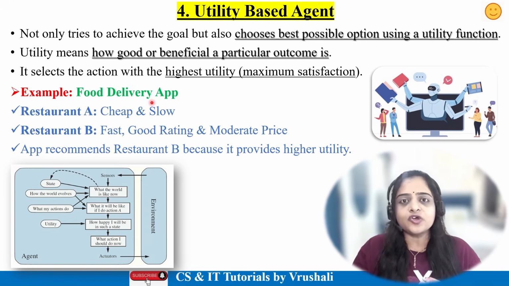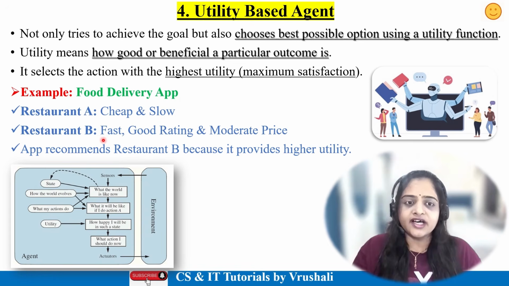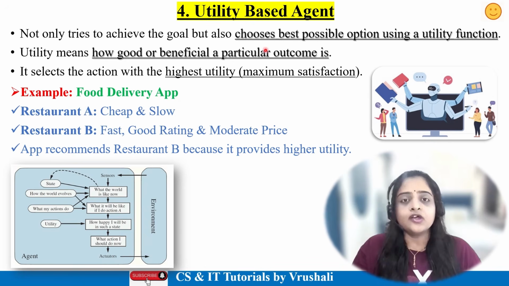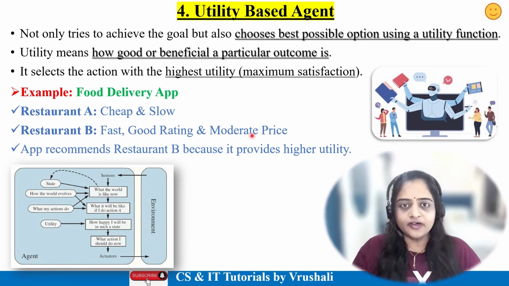So multiple restaurants are listed on it, right? And now restaurant A reviews say it is cheap but slow delivery, and restaurant B reviews say fast delivery, good rating and moderate price, right? So the utility based agent does a proper comparison between all the restaurant reviews and according to that the app recommends restaurant B because it provides the higher utility. They provide maximum satisfaction to the customer. Got it? So this is the work of the utility based agent.